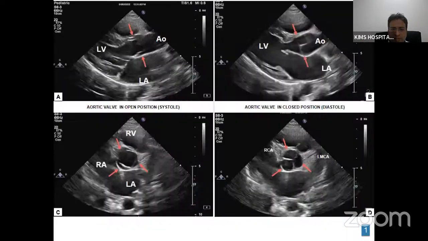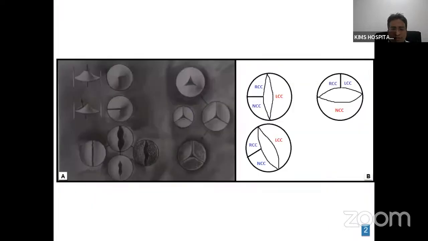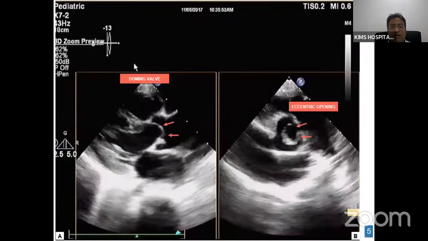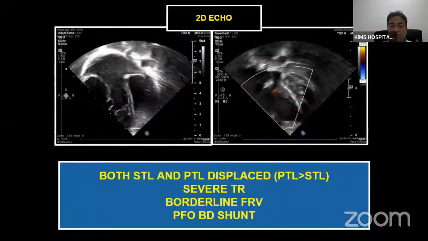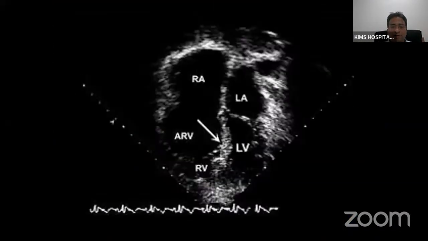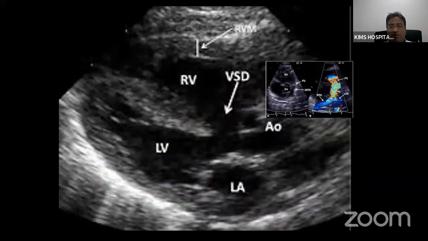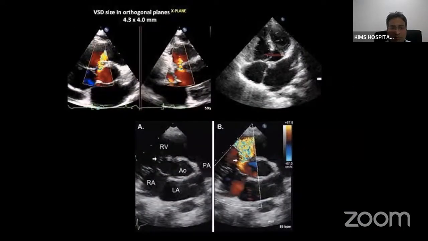Okay, this is the PS that we will all discuss. Any valve, like a pulmonary or aortic valve, will open like this. But if it opens like a dome, that means it's a stenotic valve. That is one of the criteria. VSDs and all, I'll tell you.